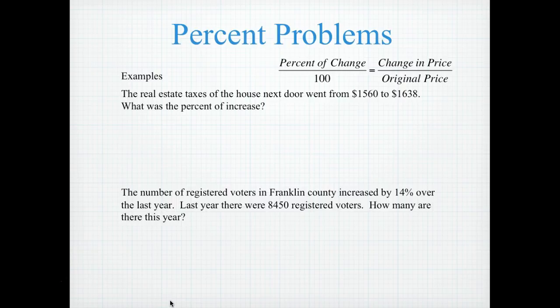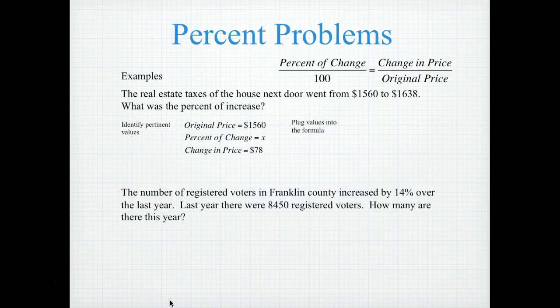So here we have a couple of examples. In the first one, the real estate taxes of the house next door went from $1,560 to $1,638. What was the percent of increase? So we have to start by identifying all the important information. The original price of our real estate taxes was $1,560. The percent of change is unknown, so we identify that as x. And the change in price we identify from subtracting 1638 minus 1560, and that leaves us with 78.